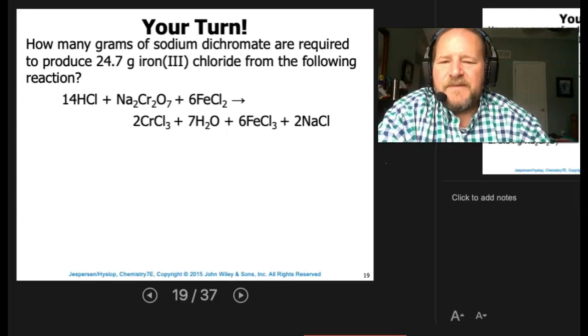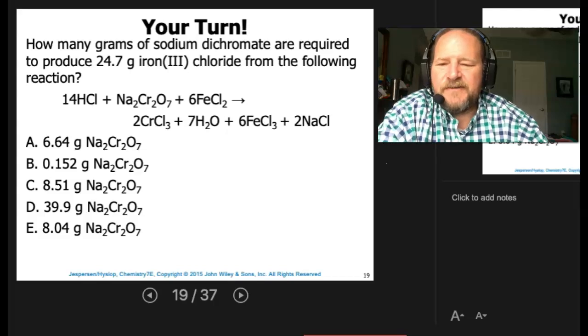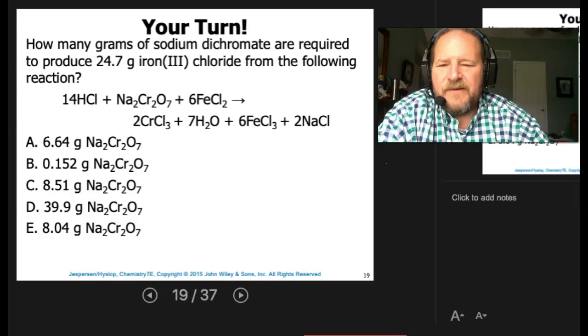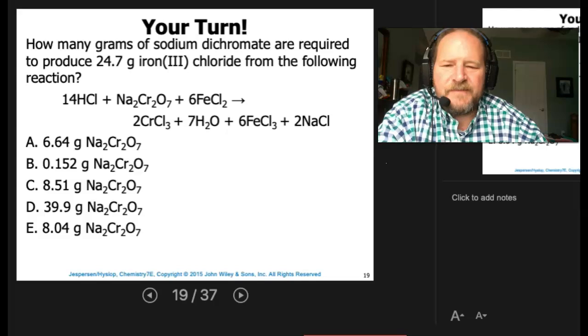All right, how many grams of sodium dichromate are required to produce 24.7 grams of iron 3 chloride from the following reaction? And there are your possible answers. So we're looking for the sodium dichromate based on 24.7 grams. So we're going to start with the 24.7. We're going to convert that to moles. Then we're going to go from moles of iron 3 chloride to moles of sodium dichromate. And then the third step, using our periodic table again, we'll go from moles of sodium dichromate to grams of sodium dichromate.